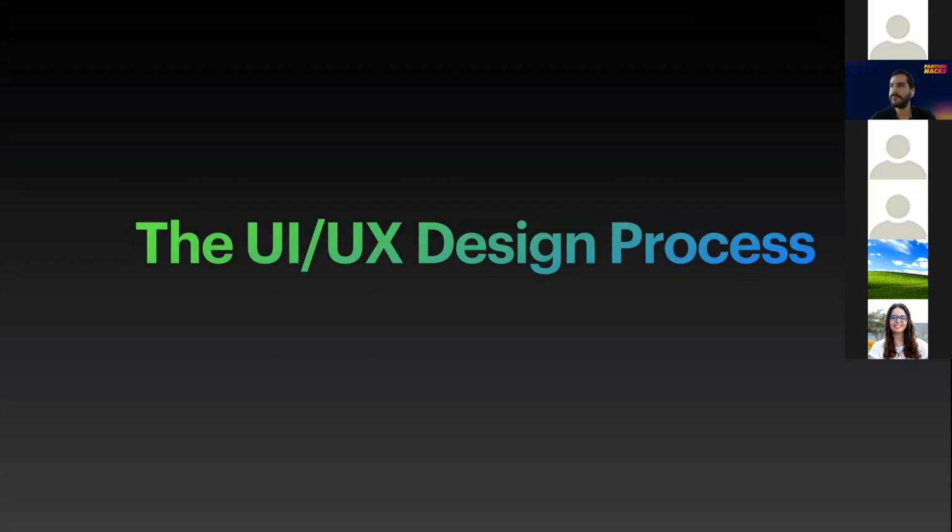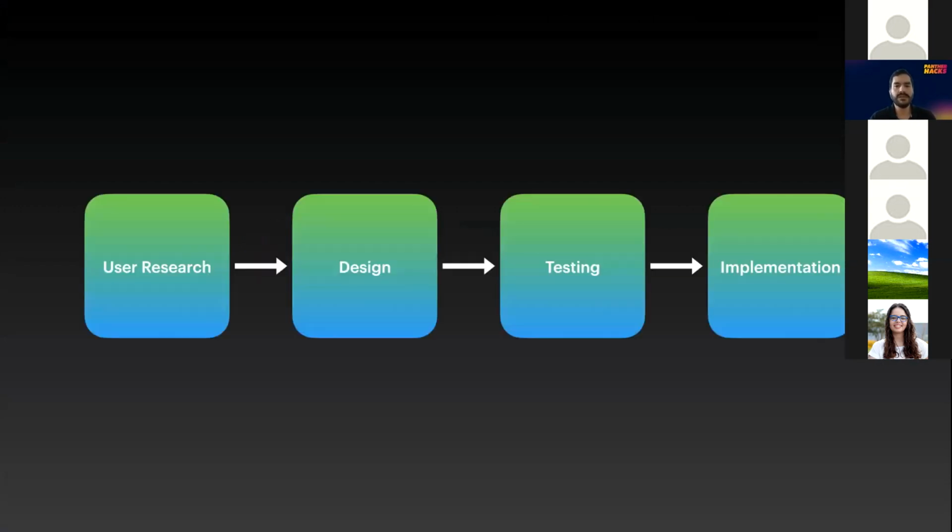Yep. All right, so next thing I wanted to go towards is the UI UX design process. Pretty much there's a whole methodology behind this and how you can actually create a successful design. So the UI UX design has 4 phases, the whole process. So starting with user research, design, testing, and implementation.